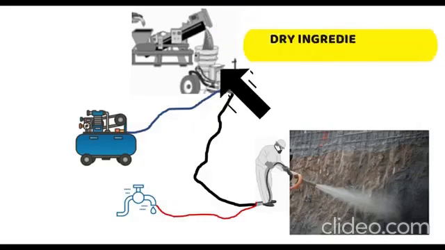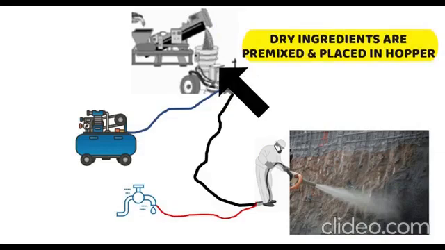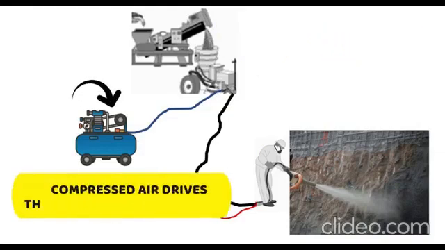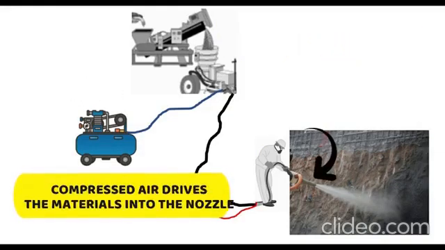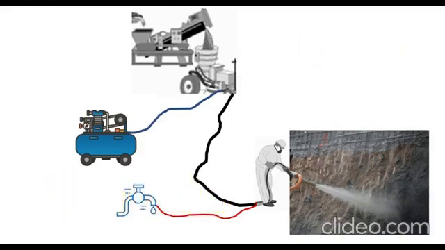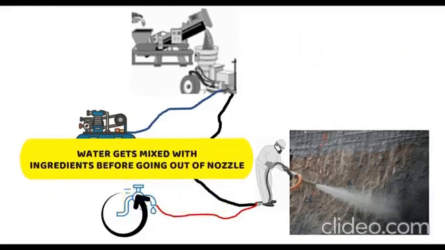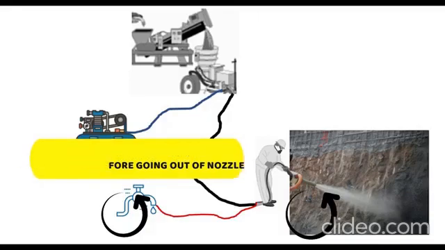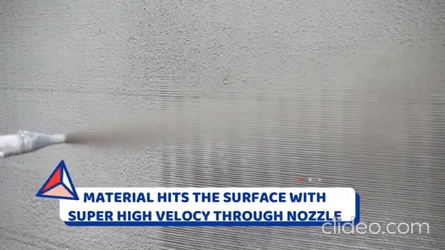Dry ingredients are premixed and placed in a hopper. Compressed air drives the material into the nozzle and water gets mixed with the ingredients before going out of the nozzle. The material hits the surface with super high velocity and adheres to the surface.